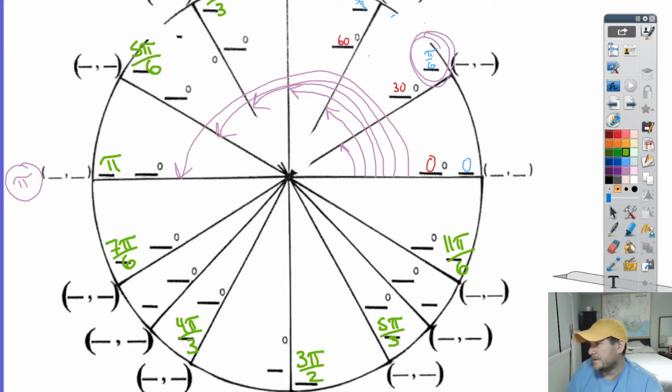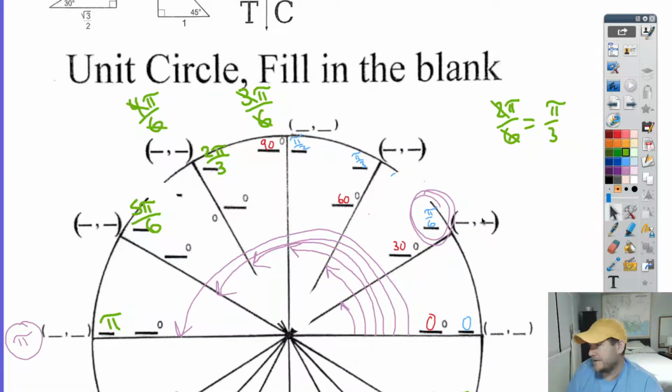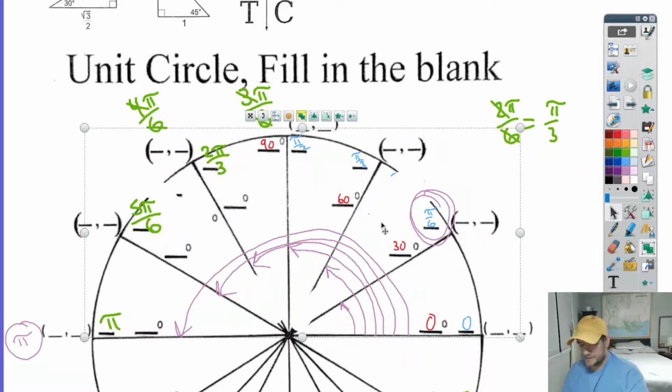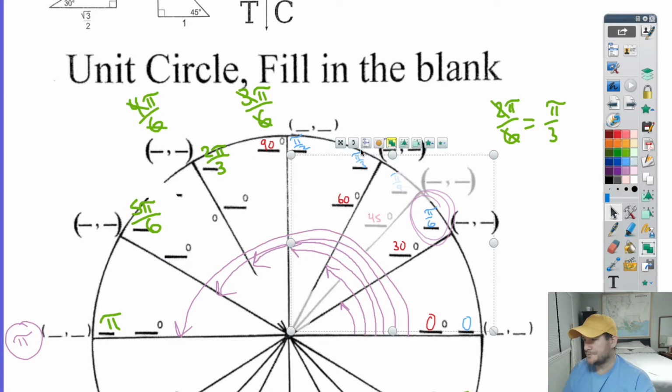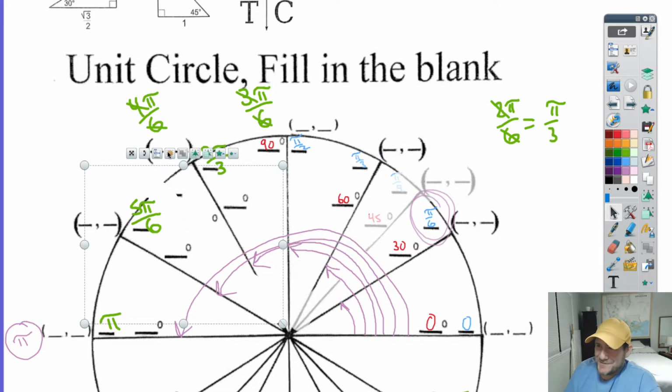Now, those 45-degree angles that we whited out, bring them back if you can. I don't think I can. I'm just going to do that. I'll just make it a little bit transparent. There, now you can see them again.